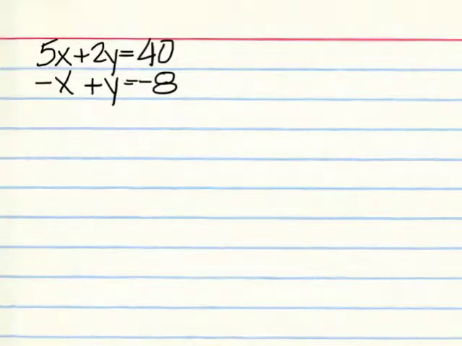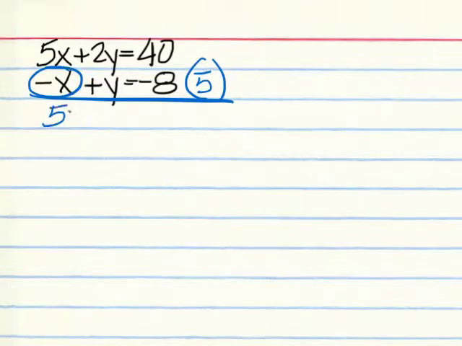5x plus 2y equals 40, and negative x plus y equals negative 8. Solve the system of equations. Step 1 on the practice problem is to look at these two numbers. You have a 5 and a negative 1. Just think of it as 5 and 1. You need to multiply the bottom by 5 so that we can get a 5 in this spot. The top stays the same.